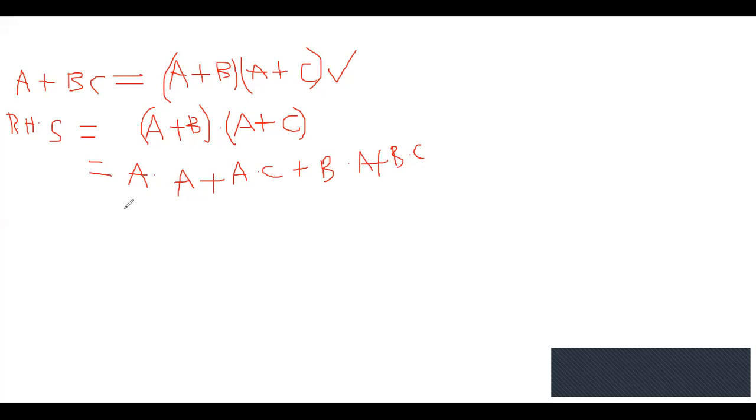Here, take the first three terms. In these first three terms, A dot A plus A dot C plus B dot A, which is common? A is common here.